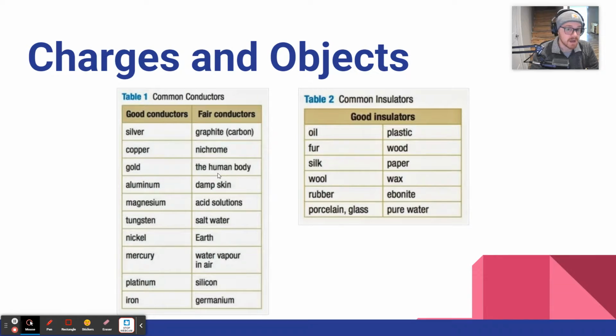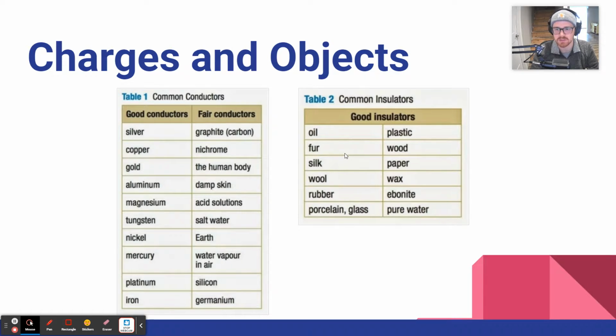Nichrome, the human body. Okay, damp skin. So water is a pretty good conductor. Acid solution, salt water is a better conductor than the non-salt water. The earth, water vapor in the air, silicon, and germanium. Okay, now these are just a couple of examples. This is obviously not the whole list of all kinds of different good and fair conductors. There's a whole lot more.